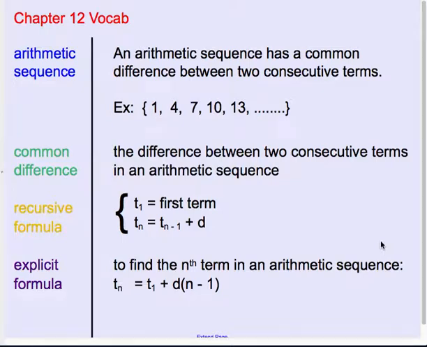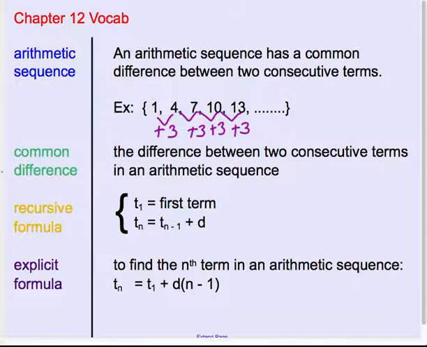Sequences in series. The first type of sequence we're going to look at is an arithmetic sequence. That's one where you have a list of numbers, and if you add or subtract the same value, you get the next term. So looking at our example, 1 plus 3 gives us 4. 4 plus 3 gives us 7. 7 plus 3 gives us 10. And 10 plus 3 gives us 13. So it's got that same pattern between each term.